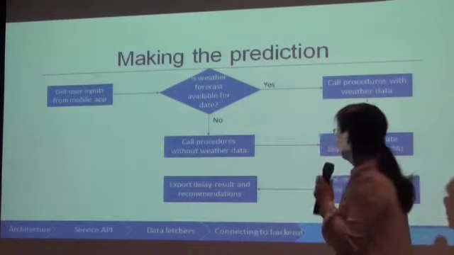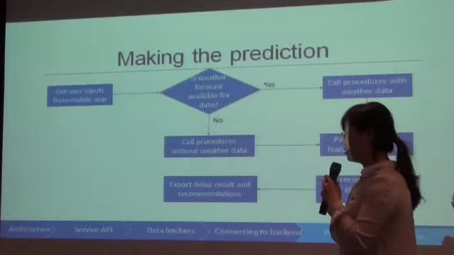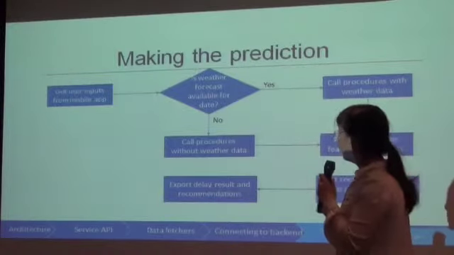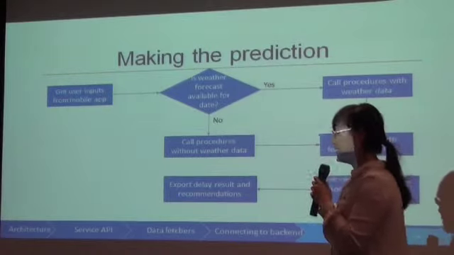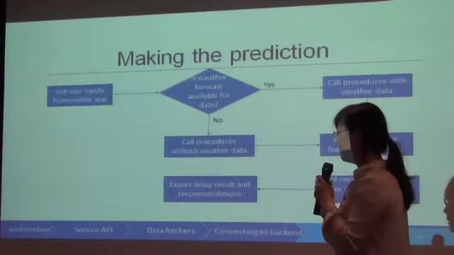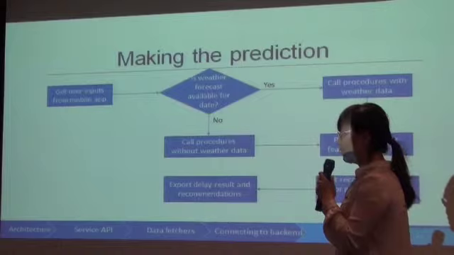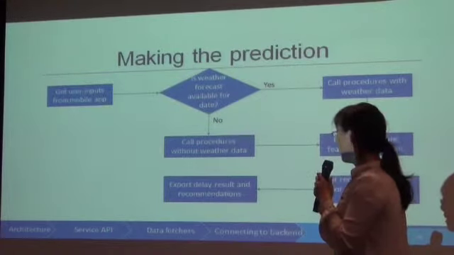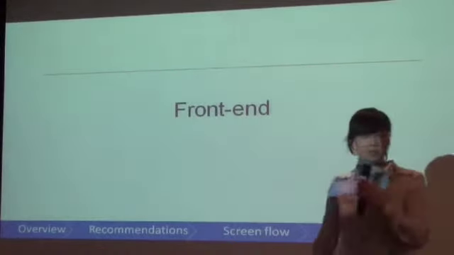About the prediction, the weather forecasting data we have is only reliable within the next 10 days. So on the middle layer, we will make a decision based on the time. If that date is within 10 days, we will call a procedure on HANA that has been trained together with weather data. Otherwise, we will call another procedure without weather data. So it guarantees to give better responses to users. Now we'll talk about the front end.